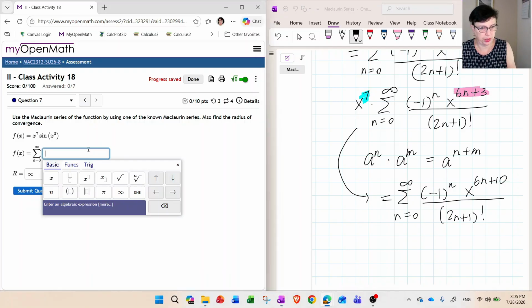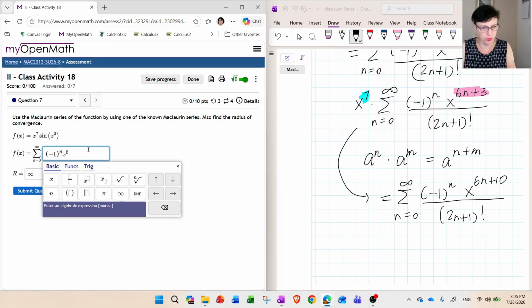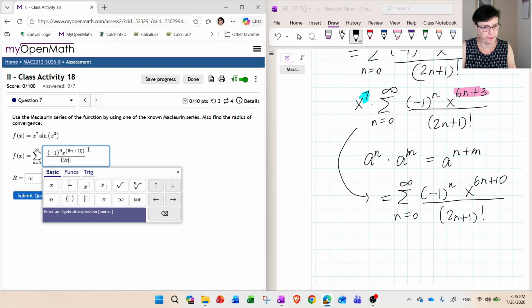Okay, so let me just see if I can type that and hopefully get that right. Oh, yeah, you have to put this in parentheses, otherwise it's not going to understand it. All right, let's see if that's right.